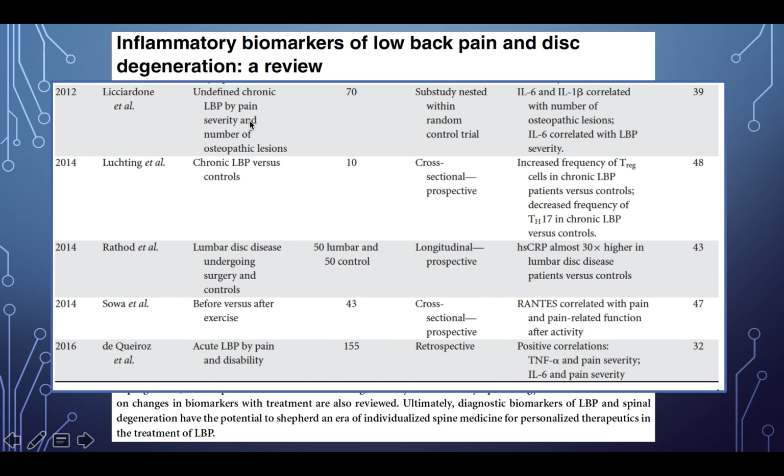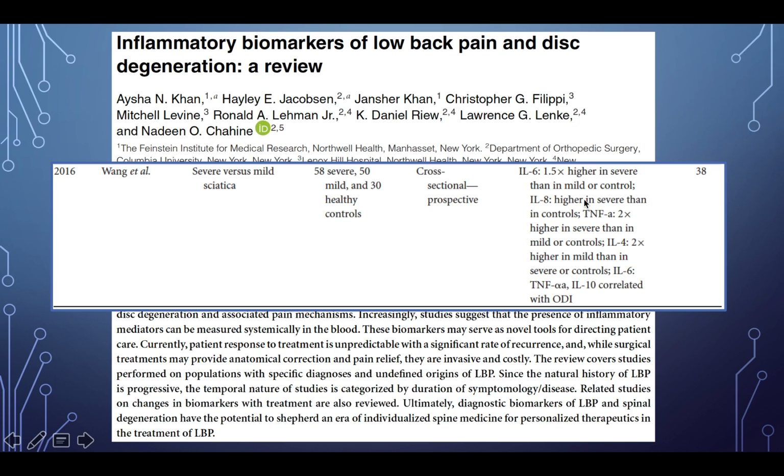Back in 2012, undefined chronic low back pain was assessed by pain and severity and the number of osteopathic lesions. Interleukin 6 and interleukin 1 beta correlated with the number of osteopathic lesions, and interleukin 6 correlated with low back pain and severity. So again, just to show you that there was an increase. And then here in 2014, there was a decreased frequency of Th17 in chronic low back pain versus controls, but an increased frequency of Treg cells in chronic low back pain patients versus controls. So they found different things, but some good stuff just to show that there could be a positive correlation between pro-inflammatory cytokines and pain levels. So this was in 2016 by Wang et al.